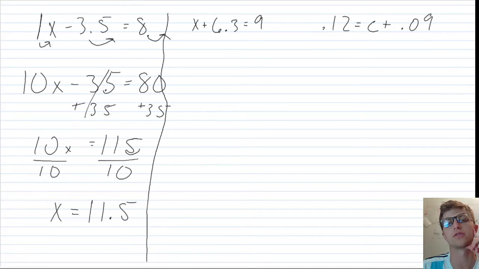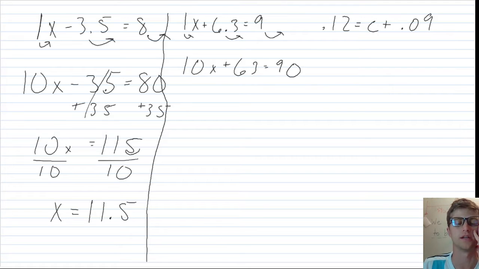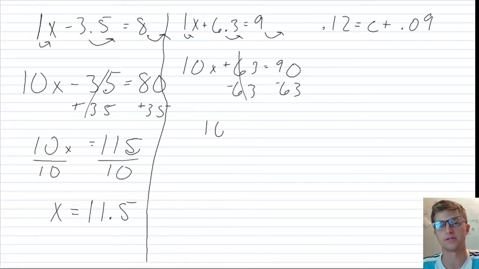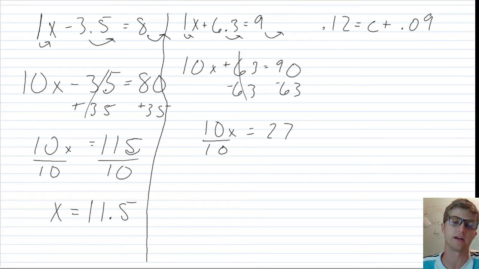Okay, x plus 6.3 equals 9. What's the most amount of decimal places? We have 1, so we'll move everything over once, and then remember our imaginary 1, not imaginary, it's there, it's just not showing. Move it over, so now we got 10x plus 63 equals 90. Opposite of addition by 63, subtraction by 63. What we do to one side, we'll do to the other. These cancel, we're left with 10x equals 27. Opposite of multiplying by 10 is dividing by 10. What we do to one side, we'll do to the other. If multiplying by 10 moves our decimal over to the right once, dividing by 10 moves our decimal over to the left once. We're left with x equals 2.7.